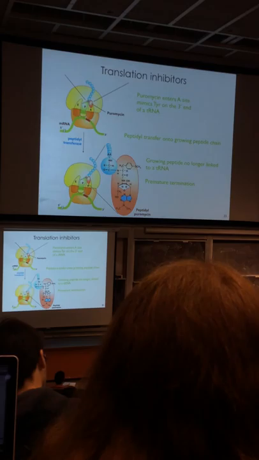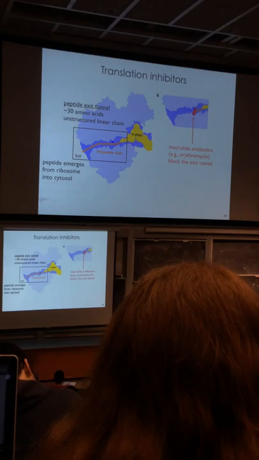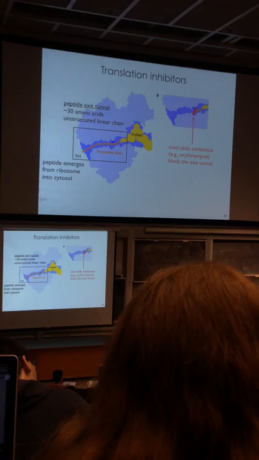So I think another interesting class of translation inhibitors don't directly affect any of the catalytic parts of the ribosome. These are macrolide antibiotics. Erythromycin is one example of these.